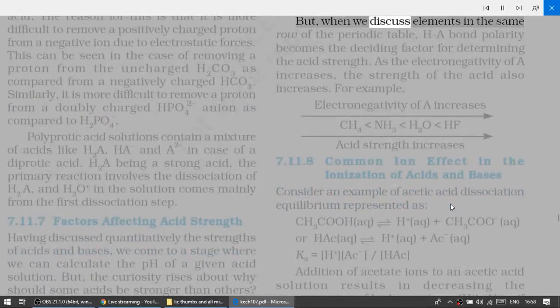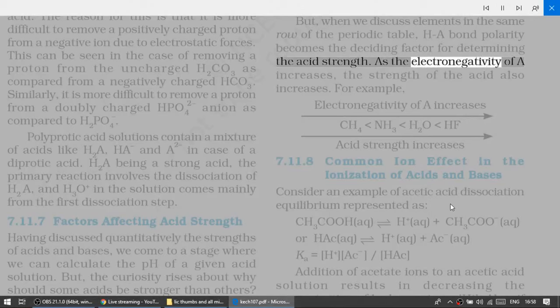But when we discuss elements in the same row of the periodic table, H–A bond polarity becomes the deciding factor for determining the acid strength. As the electronegativity of A increases, the strength of the acid also increases. For example, as electronegativity of A increases in CH4, NH3, H2O, HF, acid strength increases.